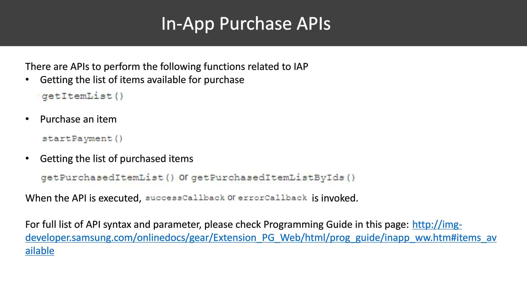These are the three main IAP APIs available for developers. First is the get item list. This one will list the number of items available for purchase. The next one is the start payment. This is the one which actually starts the payment process to purchase an item. And then once the user has finished the purchase transaction, you can use the get purchased item list or get purchased item list by IDs to get the list of items that have already been purchased. All these APIs have a success callback and an error callback, so you can handle the callbacks accordingly.